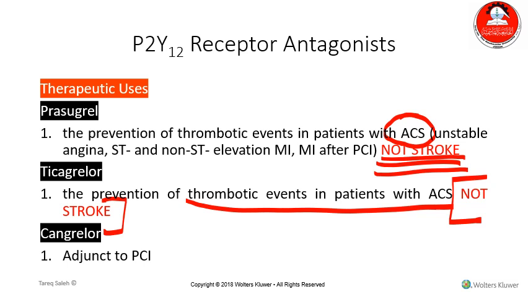Lastly, cangrelor, remember this is the only drug in this category that is given intravenously, and it has a very fast or rapid effect in inhibiting platelet function, and is usually only used in adjunct to percutaneous coronary intervention. So it's given at the same time as they are performing PCI.